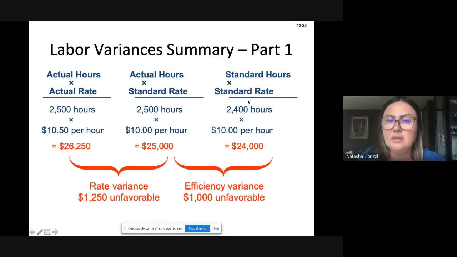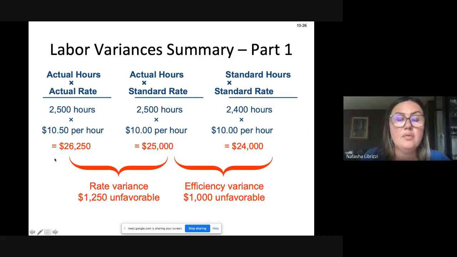And I'm expecting to pay $10 per hour. But I have people working an extra 500 hours. So now I'm pricing my efficiency at standard cost, not at the actual rate. I should have paid 24,000, but I paid 25,000. So my efficiency variance is also unfavorable. My spending variance is a combination of those two, 2,250. However, efficiency can be priced separately from the rate variance.